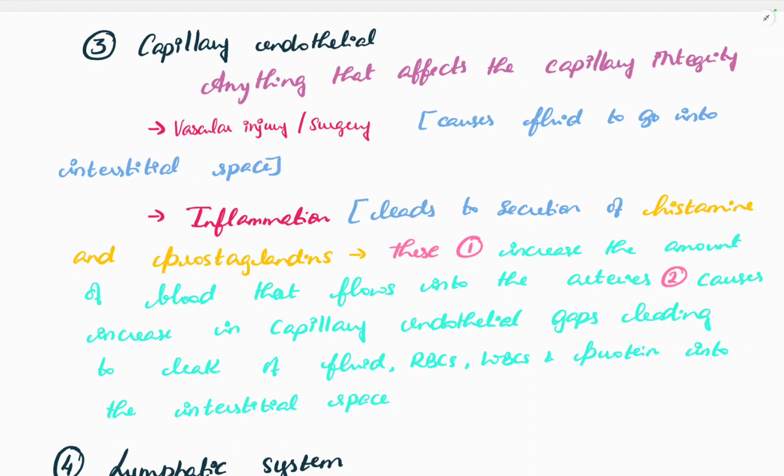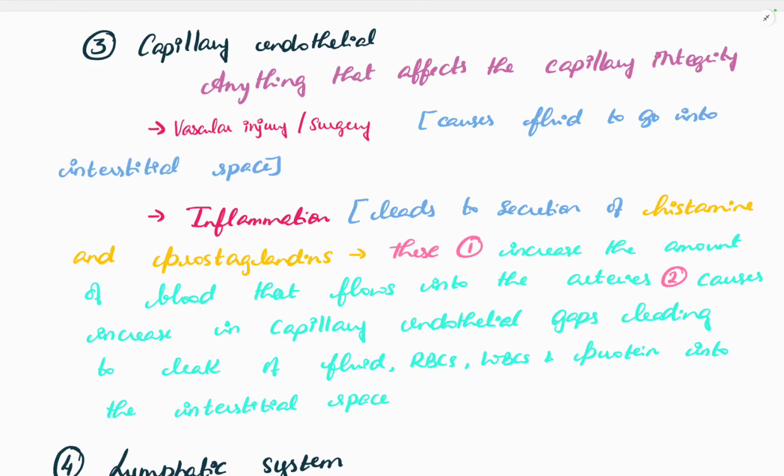Coming to inflammation. So basically, this might lead to two things. It leads to the secretion of histamine and prostaglandin. So what will happen? There'll be an increase in the amount of blood that flows into the arteries. There's going to be an increased fluid. This blood will cause an increase in the capillary endothelial gaps as well.